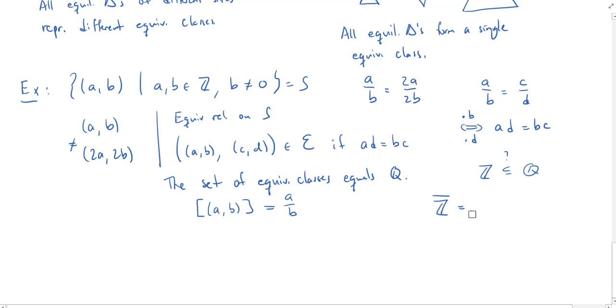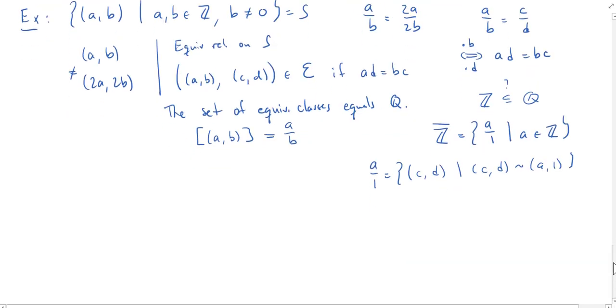If we're doing equivalence classes like this, Z bar is all things of the form A over 1, where A is an integer. These are all the equivalence classes where the second component of a representative is 1. Remember, A over 1 is equal to the set of all things of the form C, D, such that C, D is equivalent to A, 1. What does it mean to be equivalent to A, 1? We use this relationship: C times 1 is equal to A times D, and so C is equal to AD.